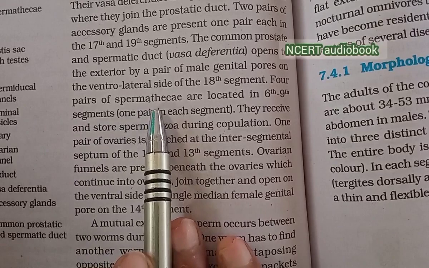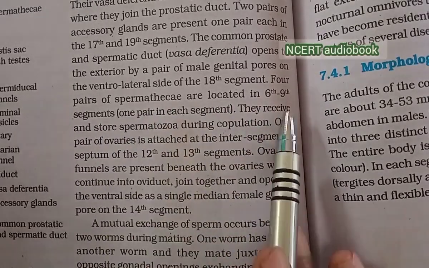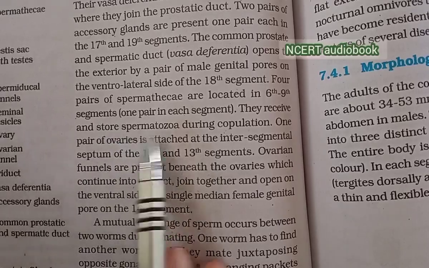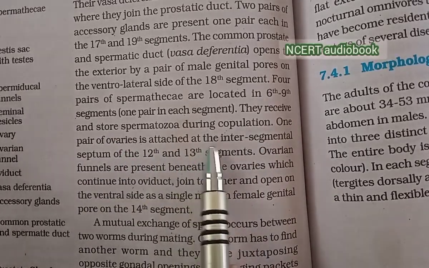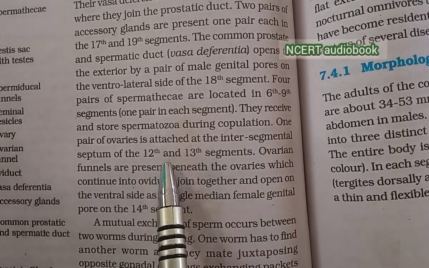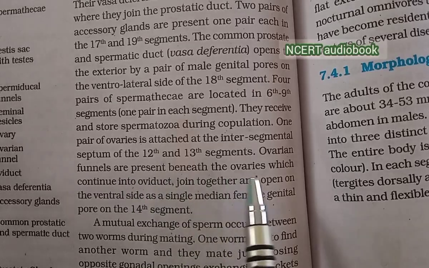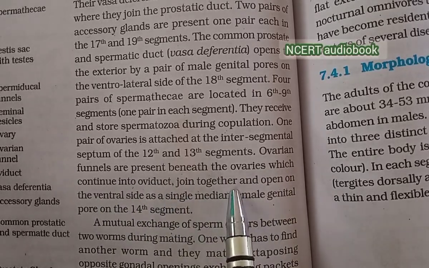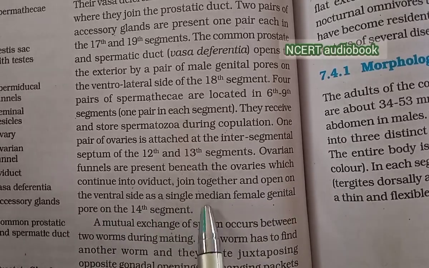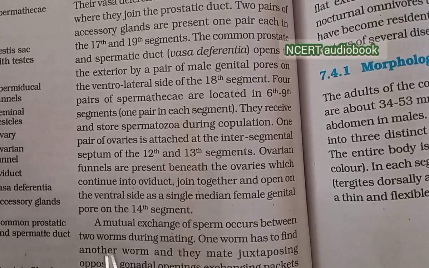Four pairs of spermathecae are located in the 6th to 9th segments. They receive and store spermatozoa during copulation. One pair of ovaries is attached to the intersegmental septum of the 12th and 13th segments. Ovarian funnels are present beneath the ovaries, which continue with the oviduct, join together and open to the ventral side of the single median female genital pore on the 14th segment.